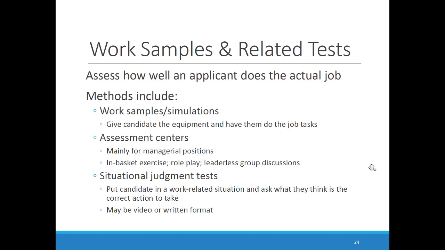Situational judgment tests are the last type of method here, and these put a candidate in a work-related situation and ask what they think is the correct action to take. So these are different from work samples or simulations in that they're not actually doing something. They're not showing their skills directly. They're talking about how they would handle that particular situation. And that can be in video format or a written format. So a candidate could watch a video about a situation and then respond as to how they would act in that situation, or it could be a written situation that they go through and answer in that way.